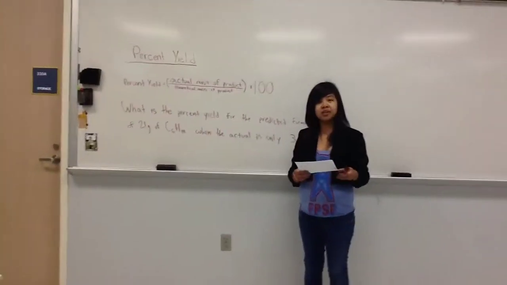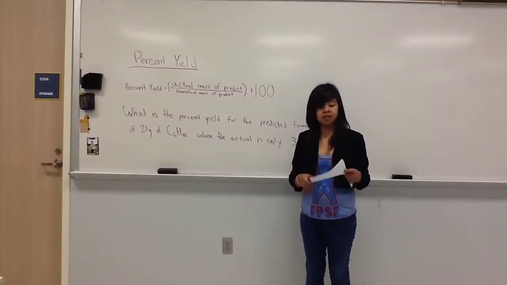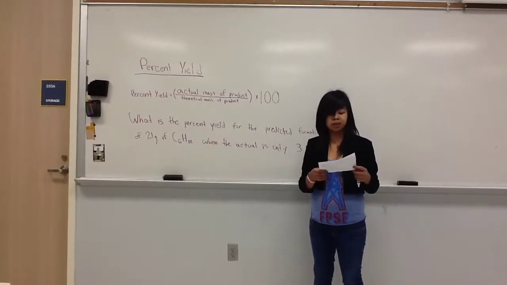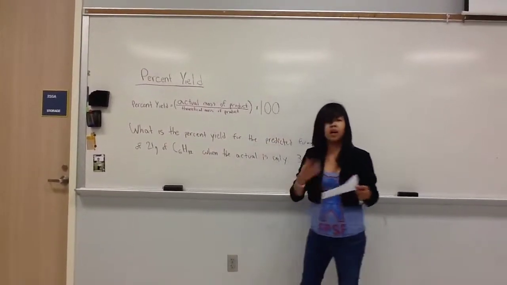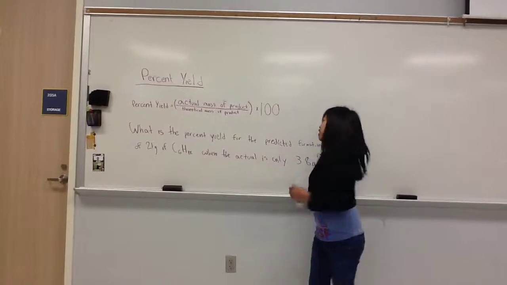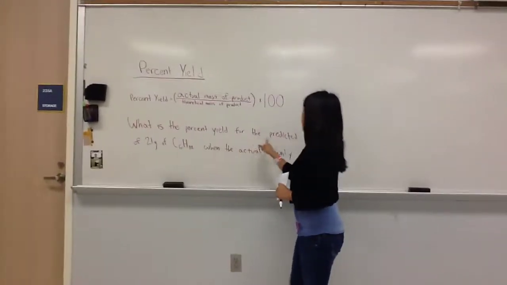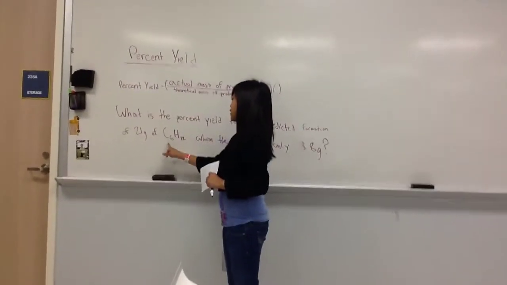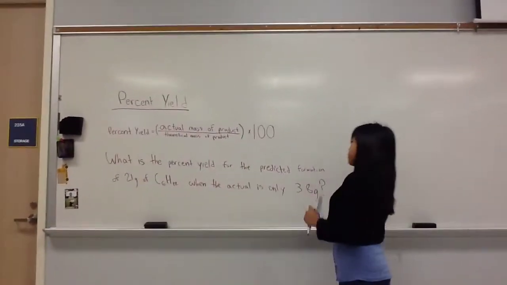Okay, I'll be explaining to you what percent yield is. Percent yield is the actual mass of product divided by the predicted or theoretical mass of product times 100, as shown right here. It helps you determine whether the reaction was successful or not. So our example question is, what is the percent yield for the predicted formation of 21 grams of C6H12 when the actual is only 3.8 grams?